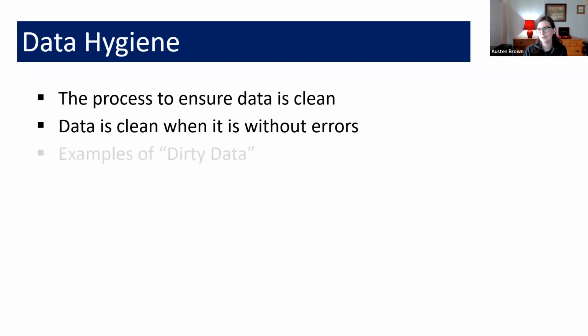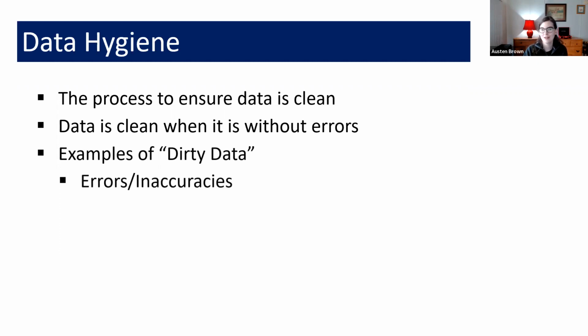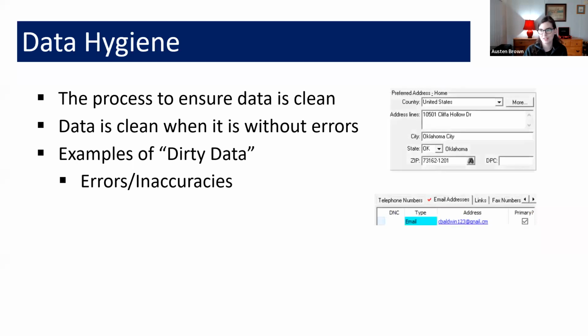And just to describe what that means, here's a few examples. If you have errors or inaccuracies, I'll have a bunch of things pop up on the screen and I'll talk through it a little bit. We can see here that Cliff's is spelled wrong in an address, and the email has some typos in it. So both of these would prevent you from talking with your donors.